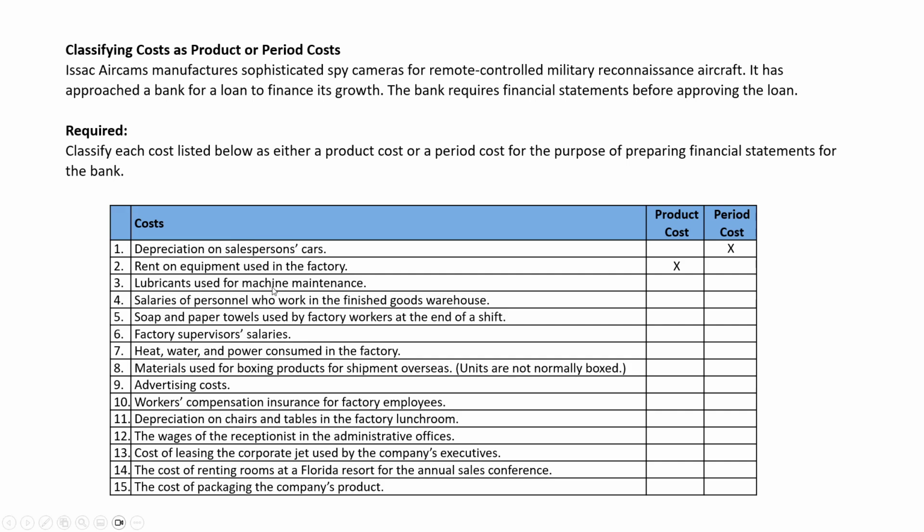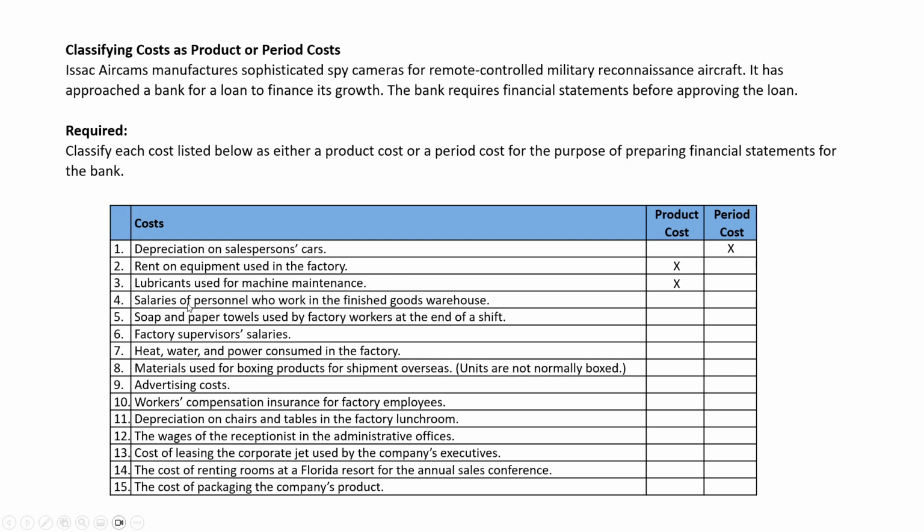Lubricants used for machine maintenance. This is also part of the product or manufacturing cost because it's part of the production process. This is an indirect cost. It's not a material like a direct material that becomes an integral part of the finished good. It is a material, but we have a hard time tracing it to an individual product. It's just part of keeping the maintenance up to speed.